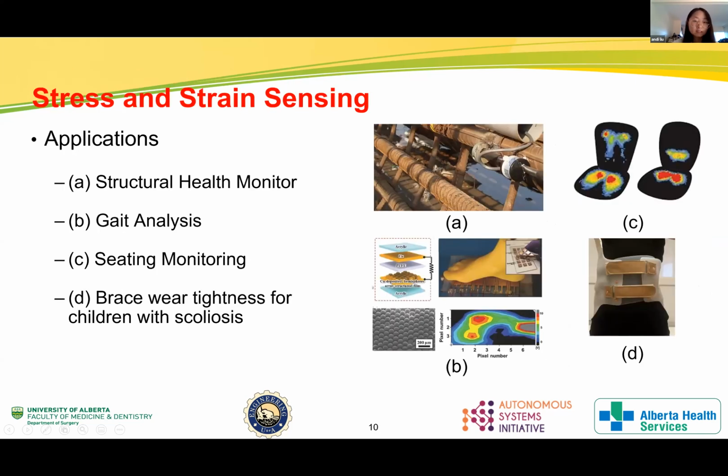Stress and strain sensing could be very useful in many areas, such as structural health monitoring. For example, sensors are mounted on pipelines to observe the structure continuously and predict failures. It can also be very useful in medical areas, such as gait analysis and seat monitoring. By monitoring the walking pattern and the sitting pressure distribution, the clinicians could analyze those data and decide the treatment further.